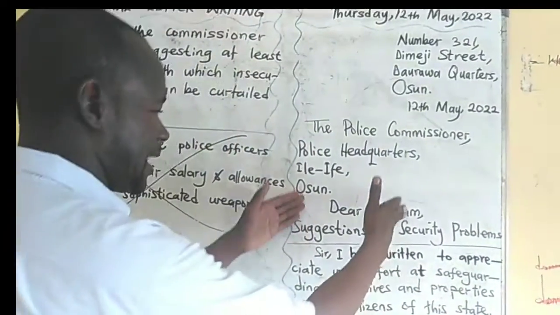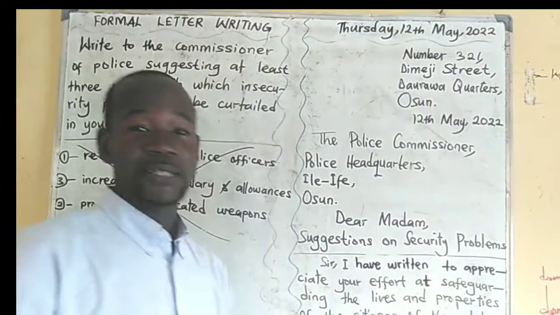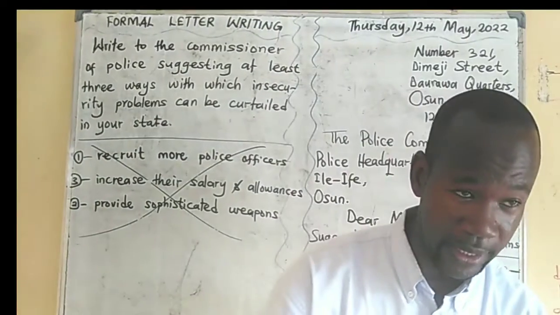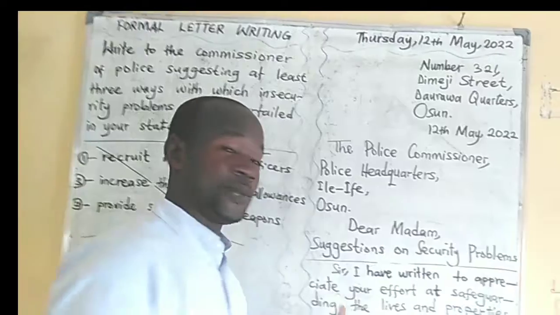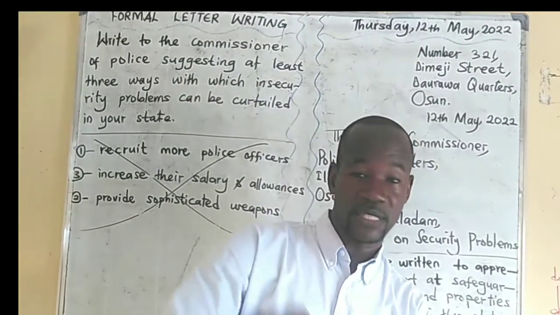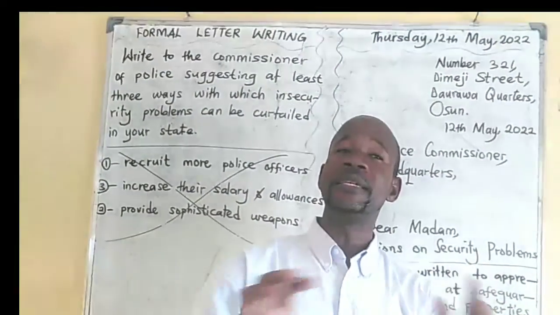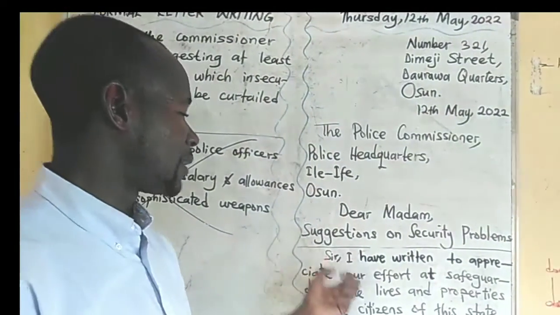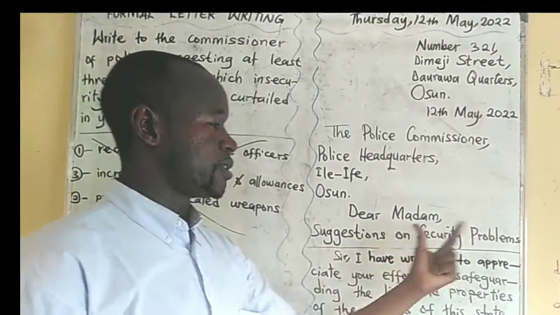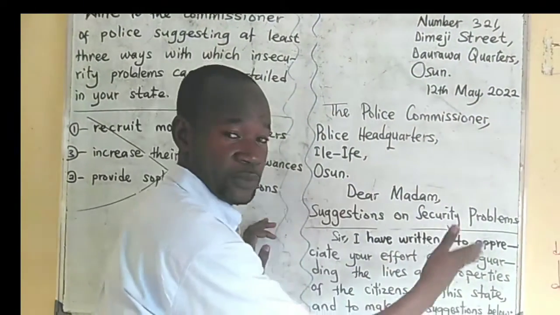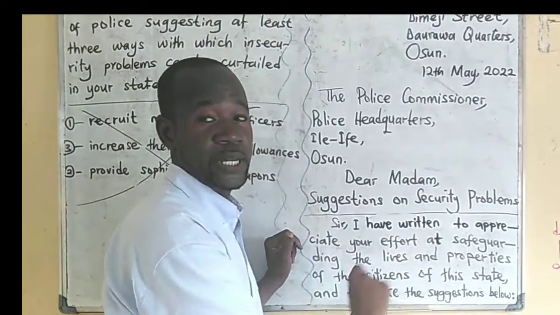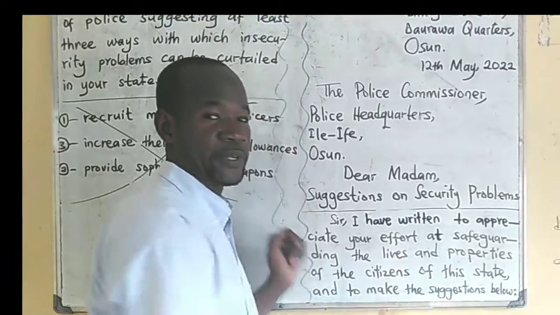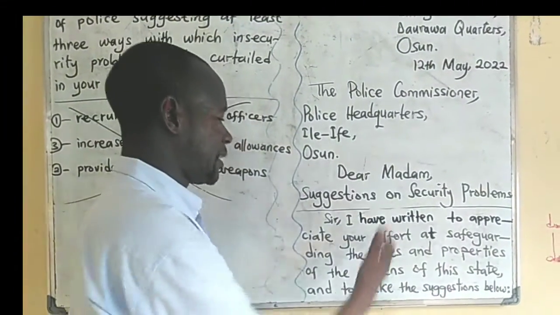Okay, immediately after that, there comes the title of the letter. Every formal letter must have a title, listeners. Good. Here is the title. Your title should be short and precise, straight to the point. It shouldn't be unnecessarily too long. Look at this one. Suggestions on security problems. If you write in small letters, do not forget to underline and the first letter of each word capitalized unless it happens to be a preposition, something like this.